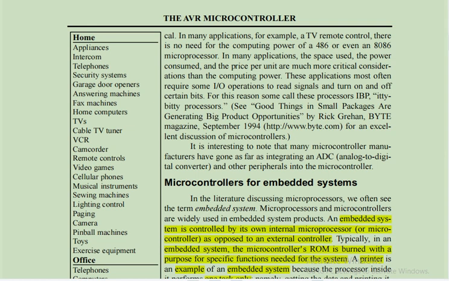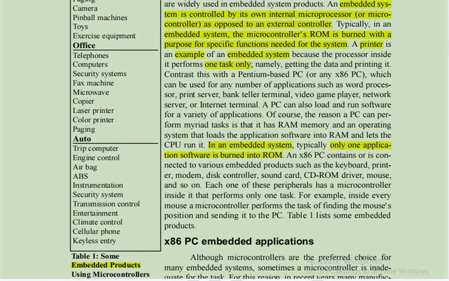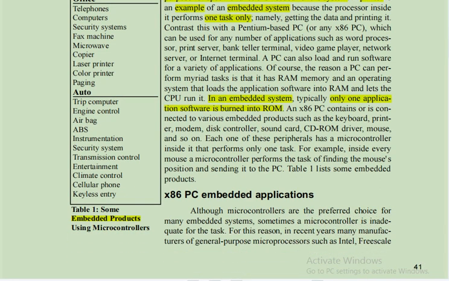A printer is an example of an embedded system. There is one important MCQ about this. If a job question asks which thing is an embedded system, the printer is the embedded system, because the processor inside it performs one task only, namely getting the data and printing it.